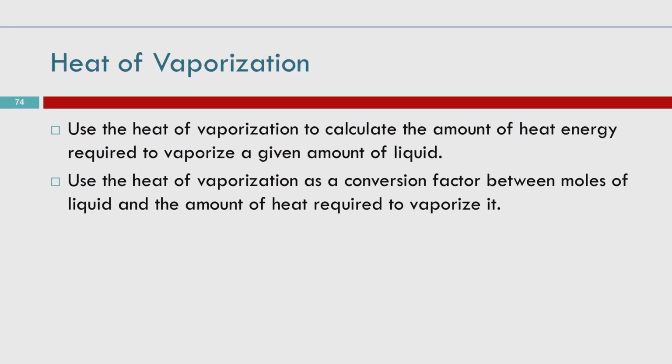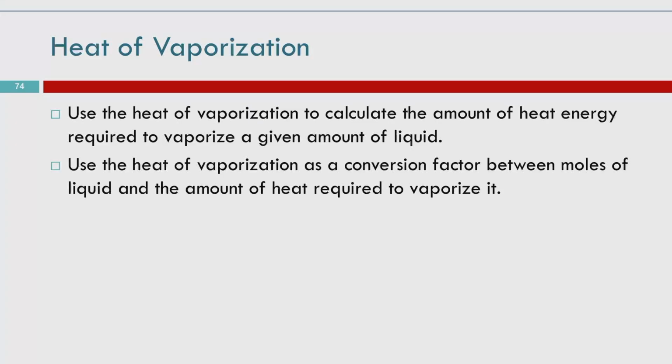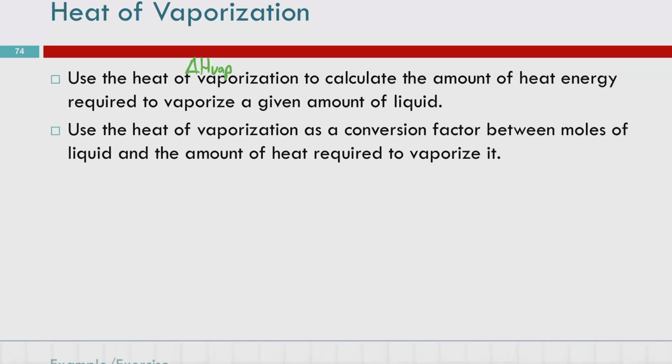We can use the delta H VAP, the heat of vaporization, to calculate the energy required to vaporize a given amount of liquid. We can also use it to convert between moles of liquid and the heat required to vaporize it. We should have an example of that.